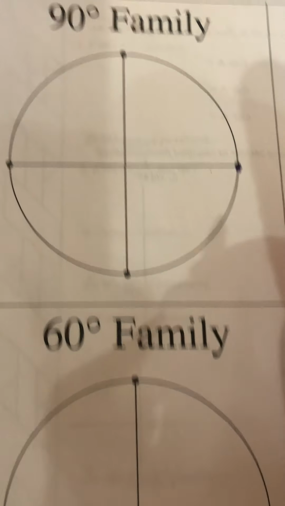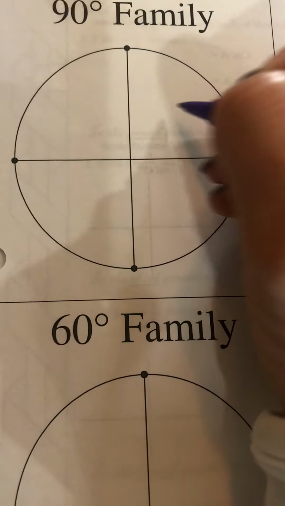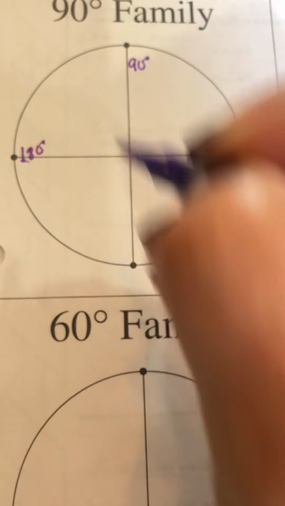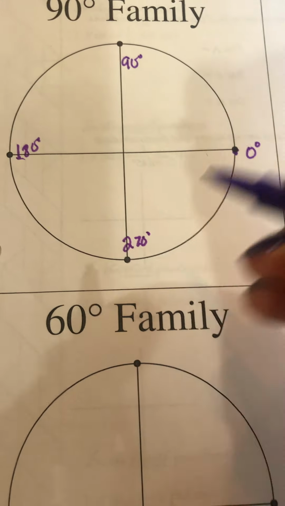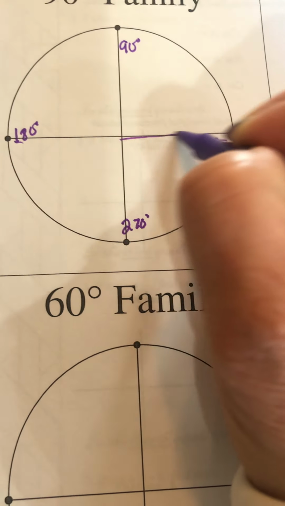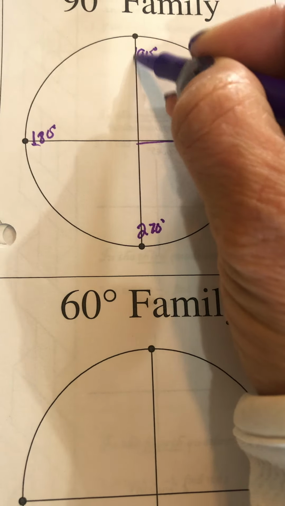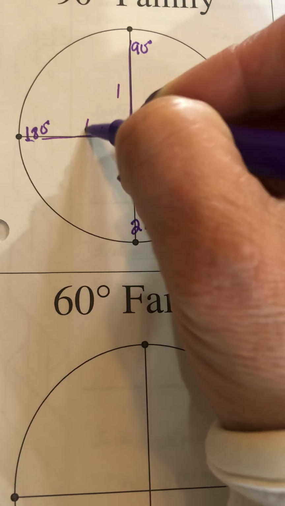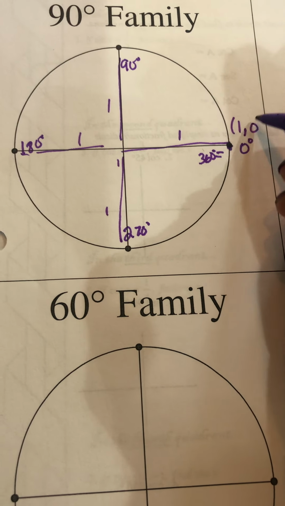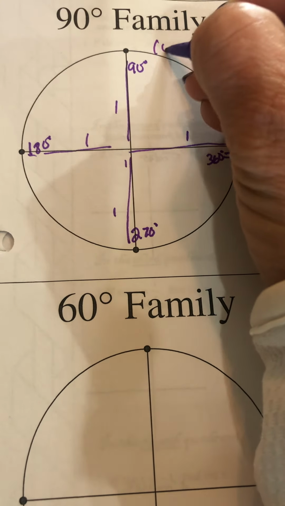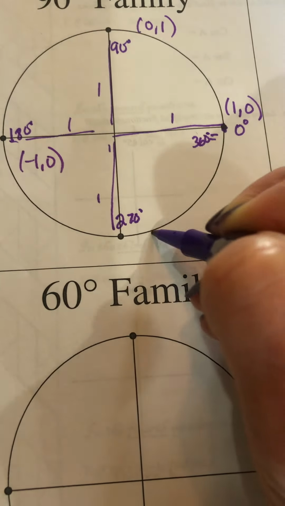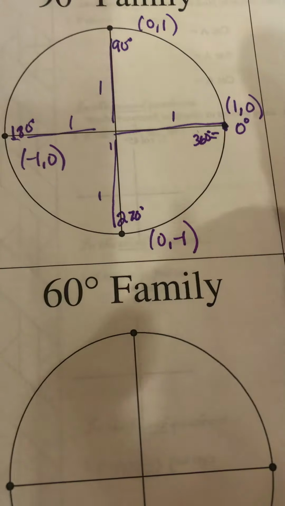So we're going to start with the 90-degree family, and I'm just going to do these in degrees for now, but we know we can do them in radians as well. The 90-degree family is 0, 90, 180, 270, aka 360. The nice thing about the 90-degree family is that a radius of 1 is really all I need to get those ordered pairs. This ordered pair is 1, 0, as we talked about. 90 degrees, 0, 1. 180 degrees is -1, 0, and then 0, -1.